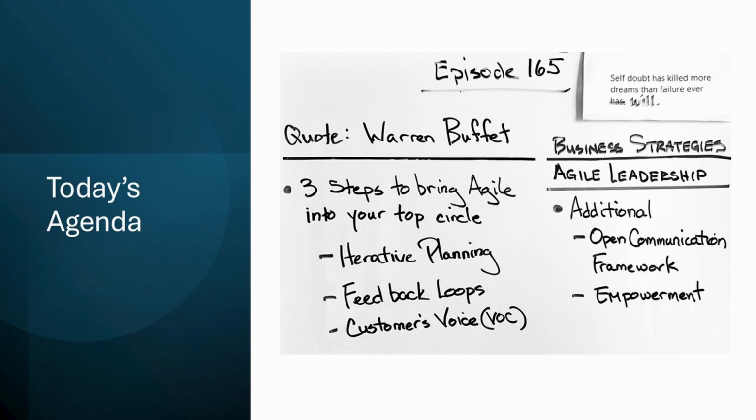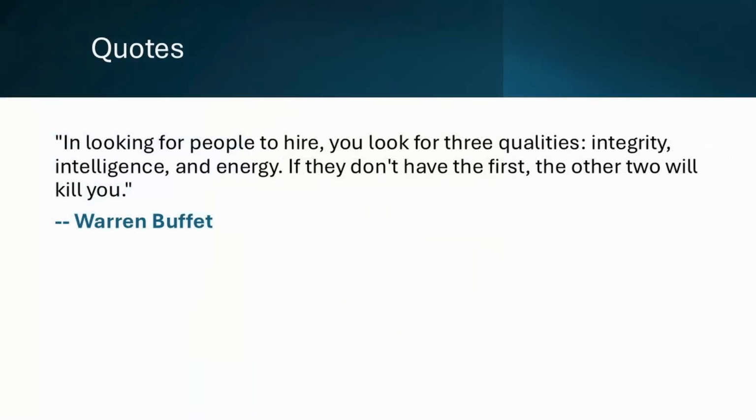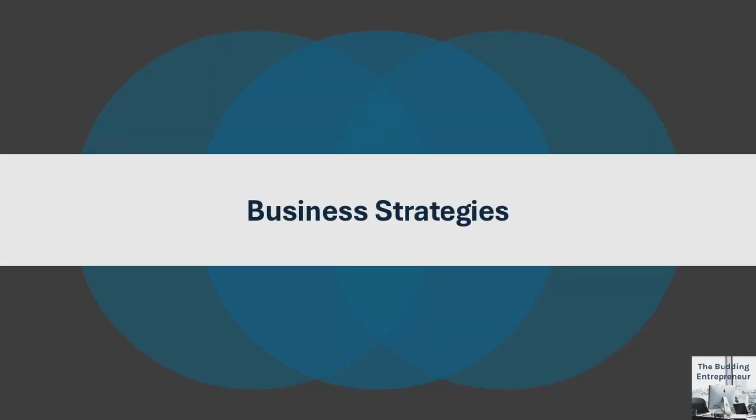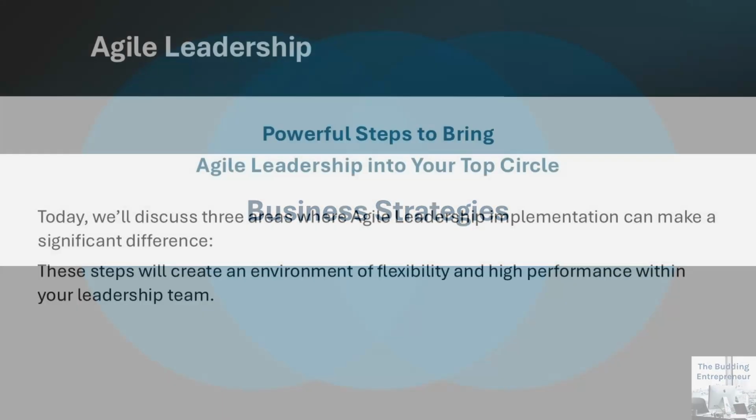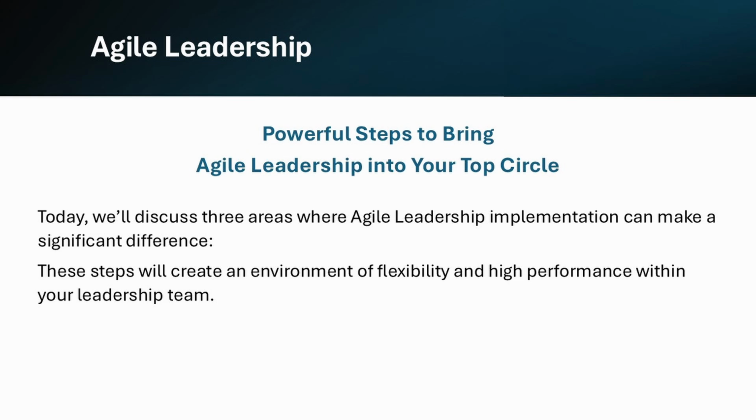3 key steps. Warren Buffett once said, "In looking for people to hire, you look for 3 qualities: integrity, intelligence, and energy. If they don't have the first, the other 2 will kill you." Now that's a fantastic quote. It's a great segue into our discussion because the steps we're about to cover will require both intelligence and energy, but more than anything, they'll require integrity. Okay, so let's jump in right now and go into steps to implement Agile Leadership.